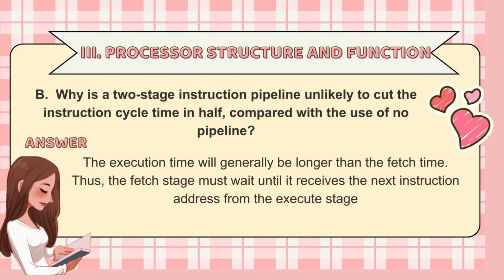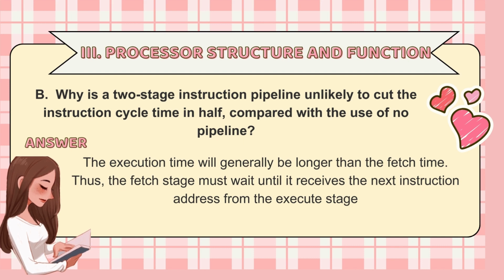Next is, why is a two-stage instruction pipeline unlikely to cut the instruction cycle time in half compared with the use of no pipeline? Answer. The execution time will generally be longer than the fetch time. The fetch stage must wait until it receives the next instruction address from the execute stage.